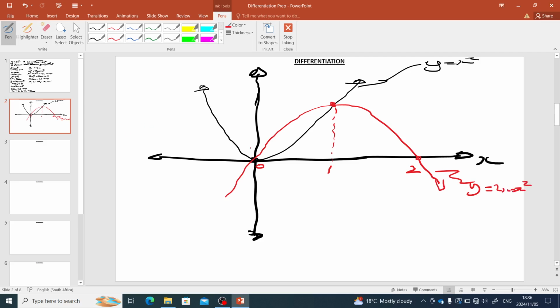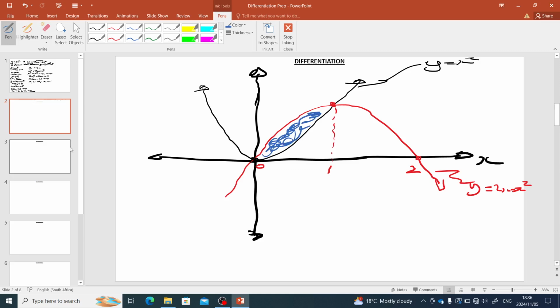That's what we have. Now we have to calculate this area. This is the area that we need to calculate here.